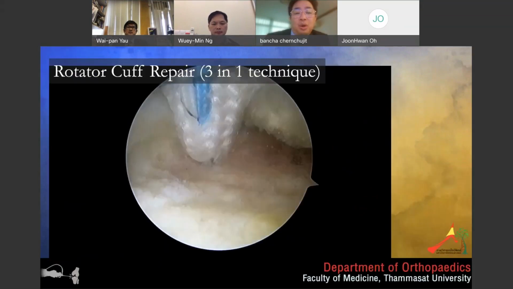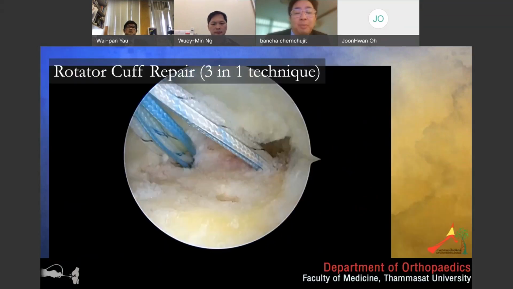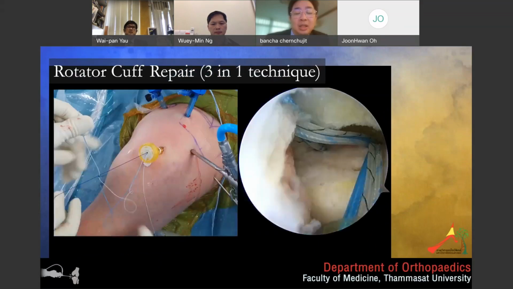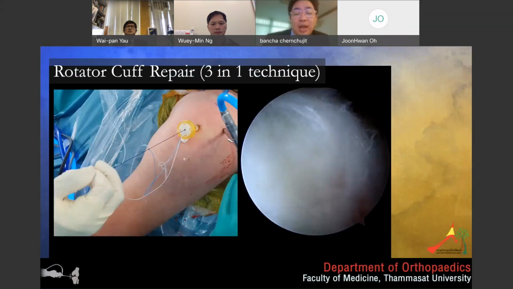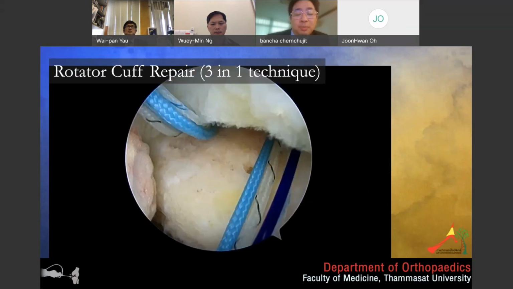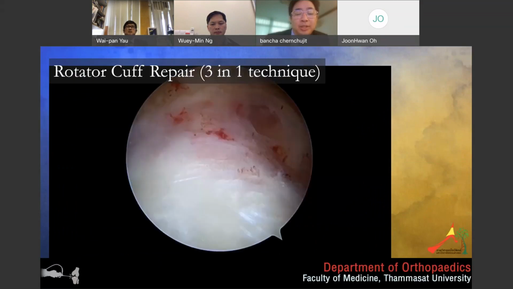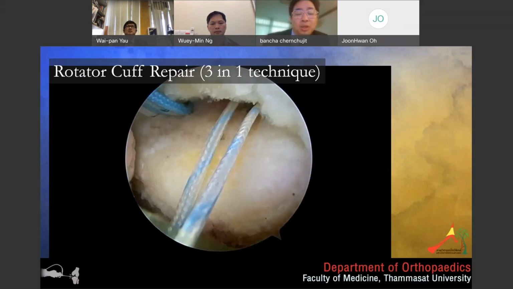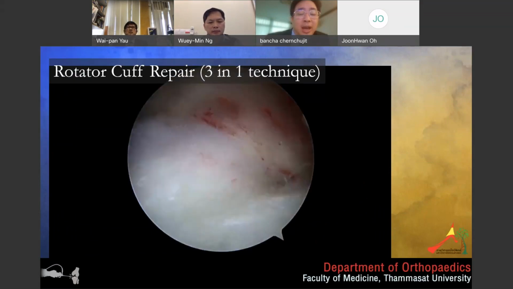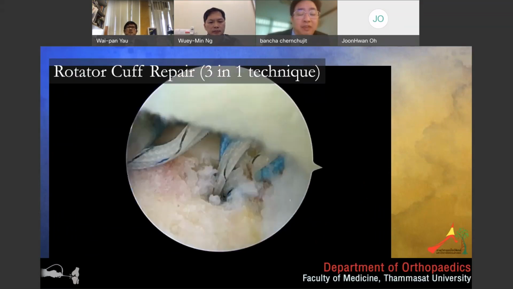So I show you the Y knot. I prefer the triple load Y knot. We call this the 3-in-1 technique, 3-in-1 hole. It's very fast, very easy. Okay, so you can put the suture hook through the tendon, and you pass 3 sutures into 1 hole. So you have less problem with tissue strangulation, less tissue trauma, and this is faster.